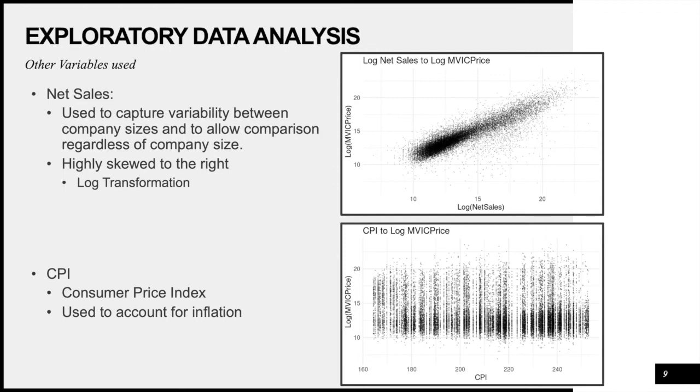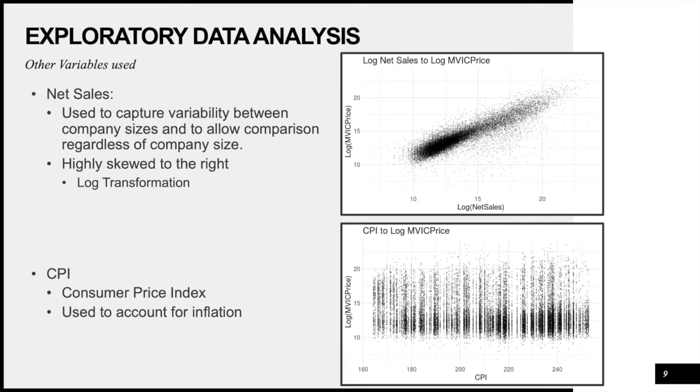As with MVIC price, the net sales is also highly skewed, so a log transformation was used on the variable as well. On the top right, we can see a plot that shows the strong relationship between the sales and price variables. Another thing to keep in mind is inflation.